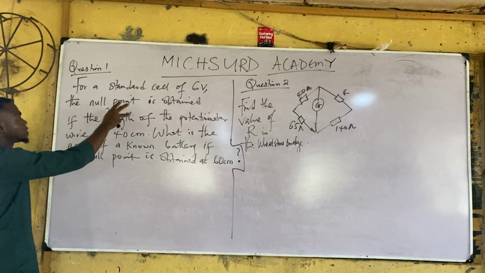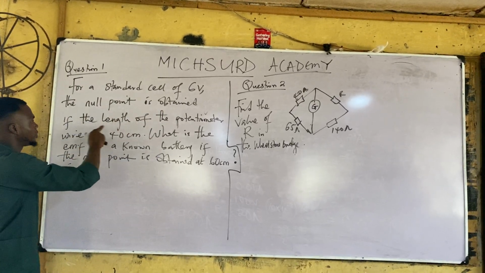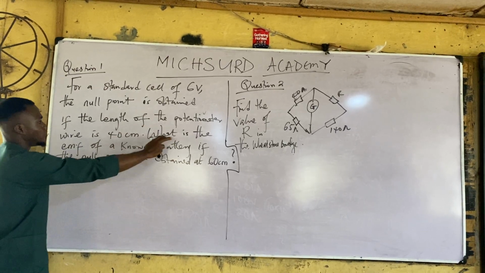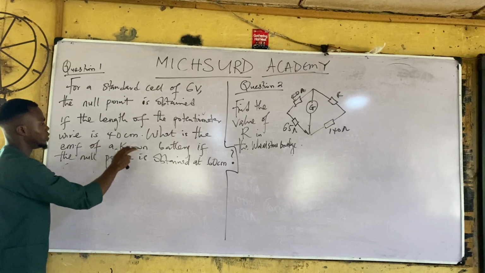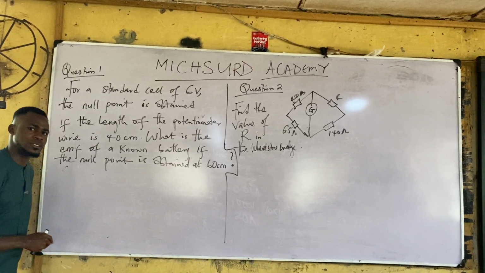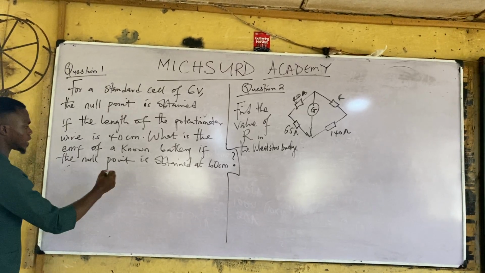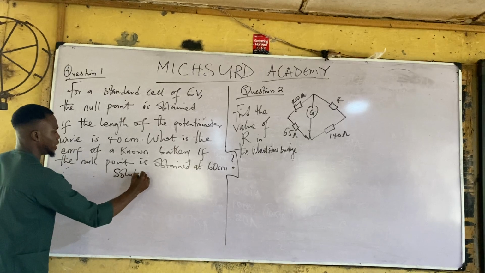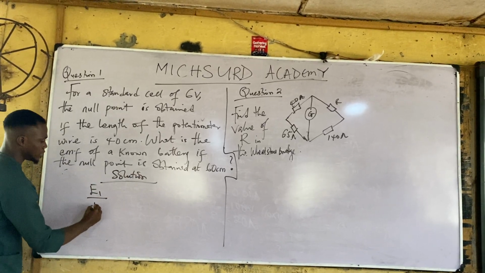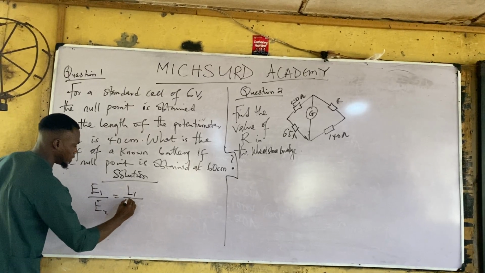So you say for a standard cell of 6 volts, the null point is obtained if the length of the potentiometer wire is 40 cm. Now what is the EMF of the known battery if the null point is obtained at 60 cm? So in this potentiometer problem, we need to go back to the formula of potentiometer to see how it relates the EMF and the length where we get null points.